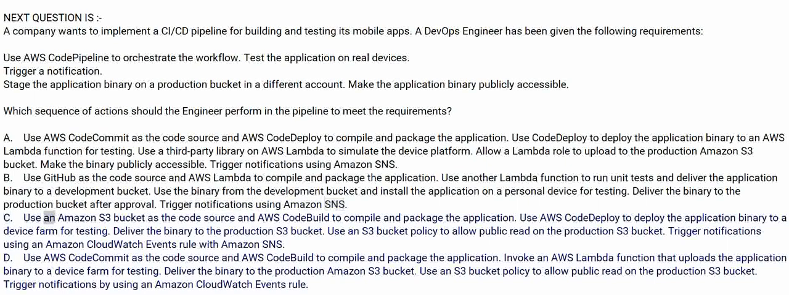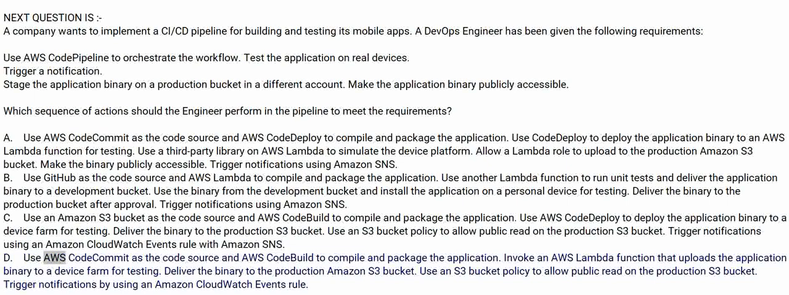C. Use an Amazon S3 bucket as the code source and AWS CodeBuild to compile and package the application. Use AWS CodeDeploy to deploy the application binary to a device farm for testing. Deliver the binary to the production S3 bucket. Use an S3 bucket policy to allow public read on the production S3 bucket. Trigger notifications using an Amazon CloudWatch Events rule with Amazon SNS.